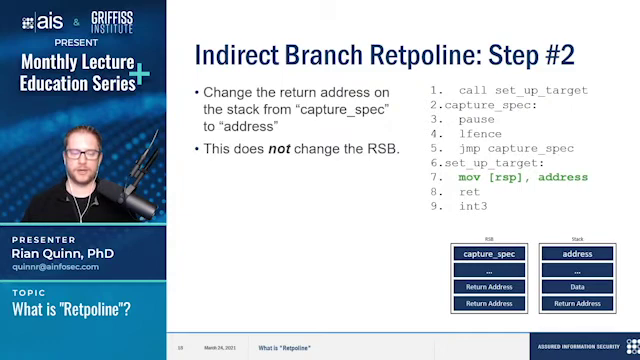Now, when a return instruction is executed, it's not going to return to capture spec like it would have before. Now it's going to return to address. That, in effect, implements a jump. But the key thing here is this move to the stack doesn't change the RSB. Again, we don't have control of the RSB. That is a CPU-specific feature for speculative execution. That remains the same.